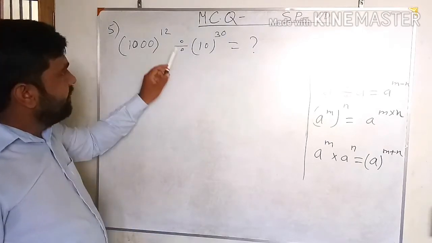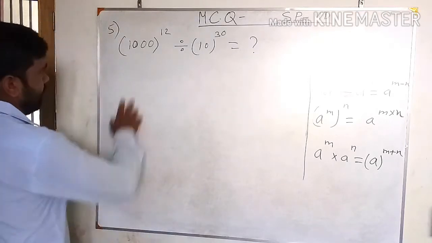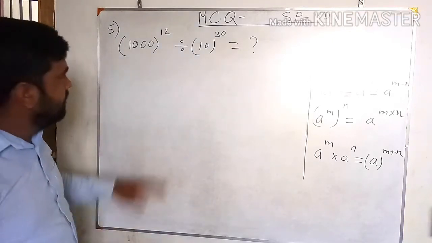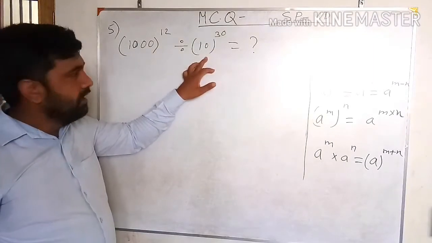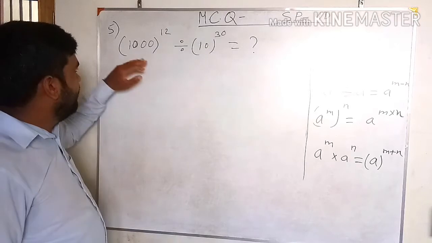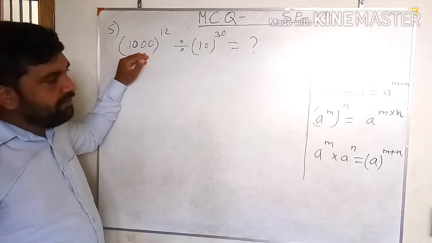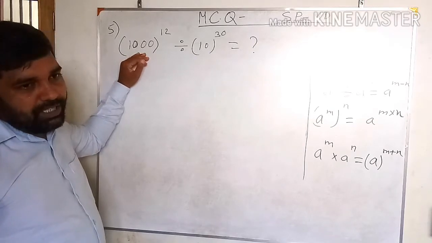Question number 5: 1000 to the power 12 divided by 10 to the power 30 gives what? First we have to evaluate it. In place of 1000, what can you write in the form of base 10? The second exponent has base 10, so try to convert the first exponent's base also in terms of 10.